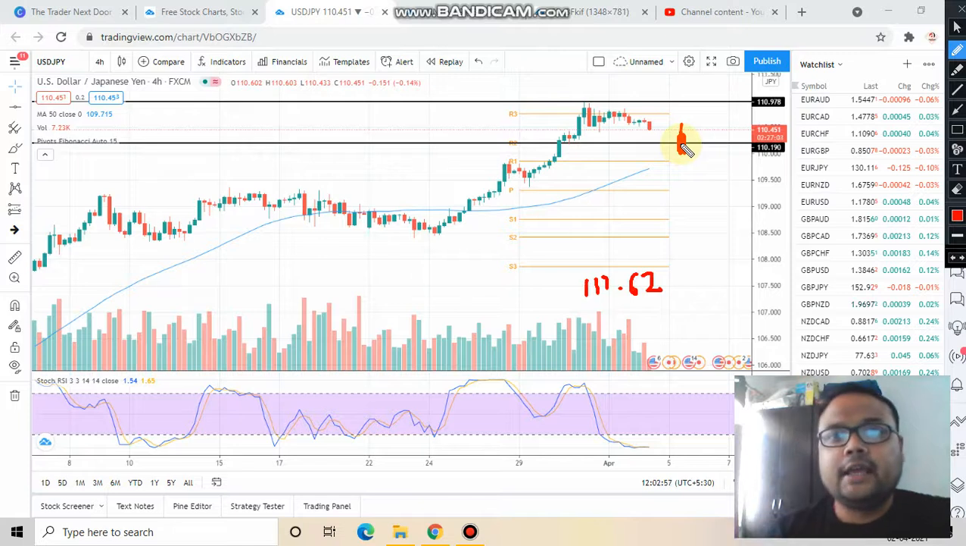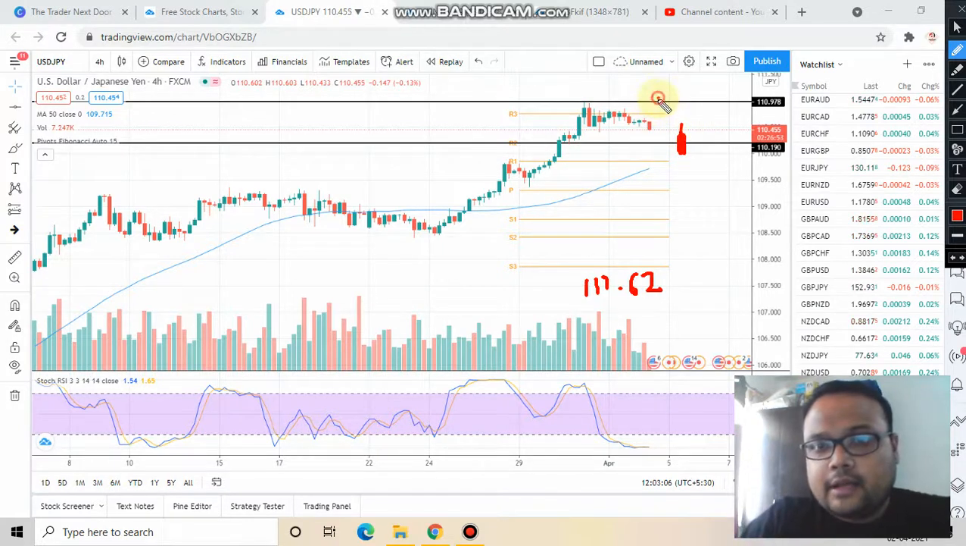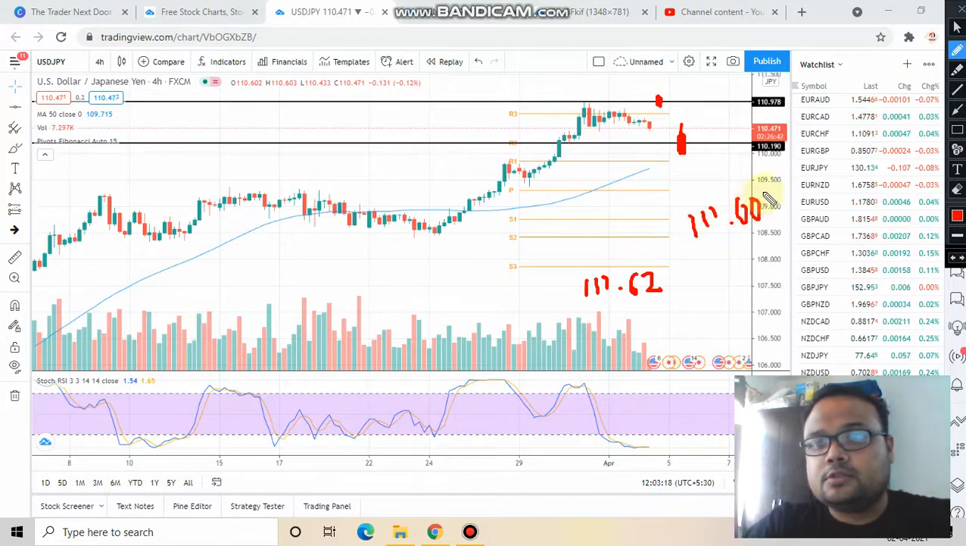I'll come on Sunday again with the analysis for Monday. I'll tell you what to do. But if market crosses this level, avoid it. On the other hand, if market crosses this level, then easily you can go for a buy at around 111.00, 111.10, and your target will be 111.60. Okay, this will be your target.